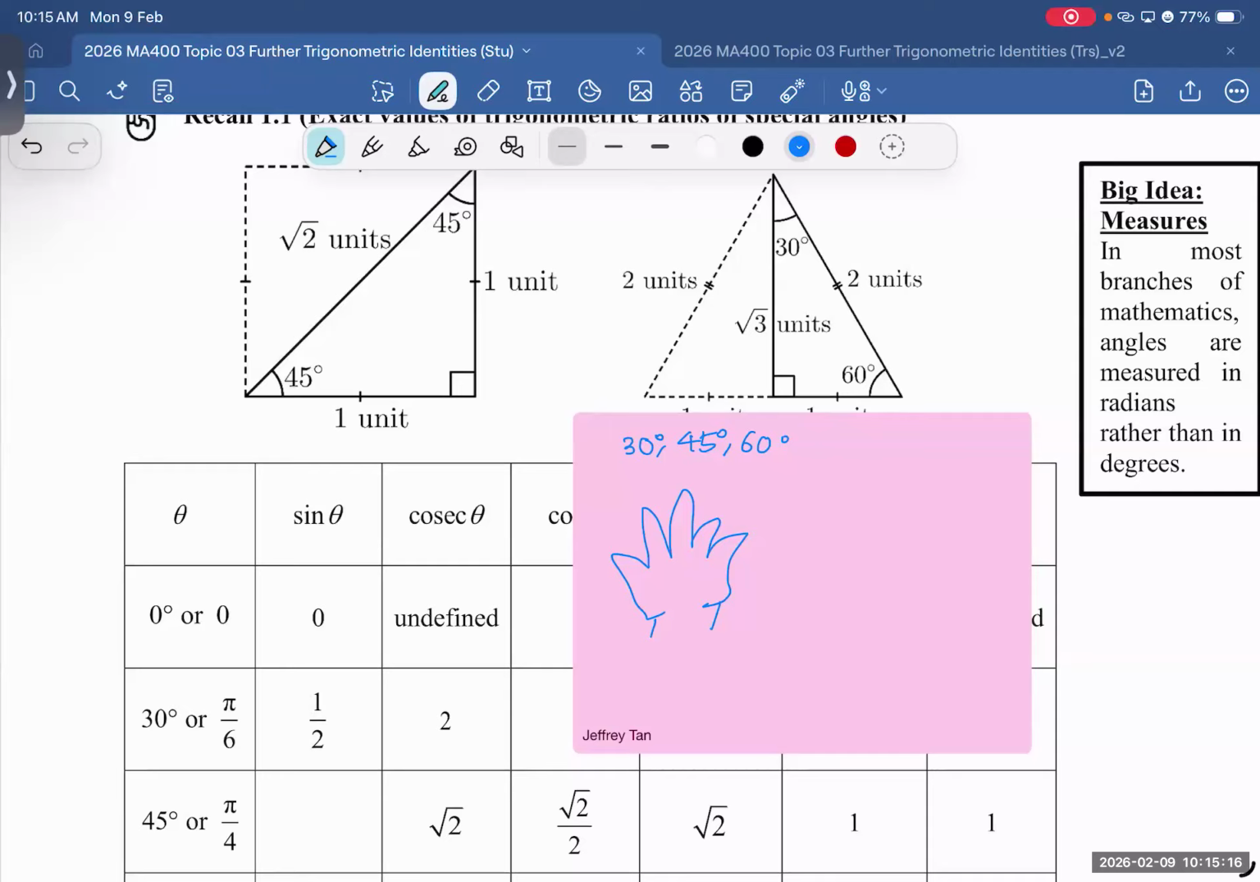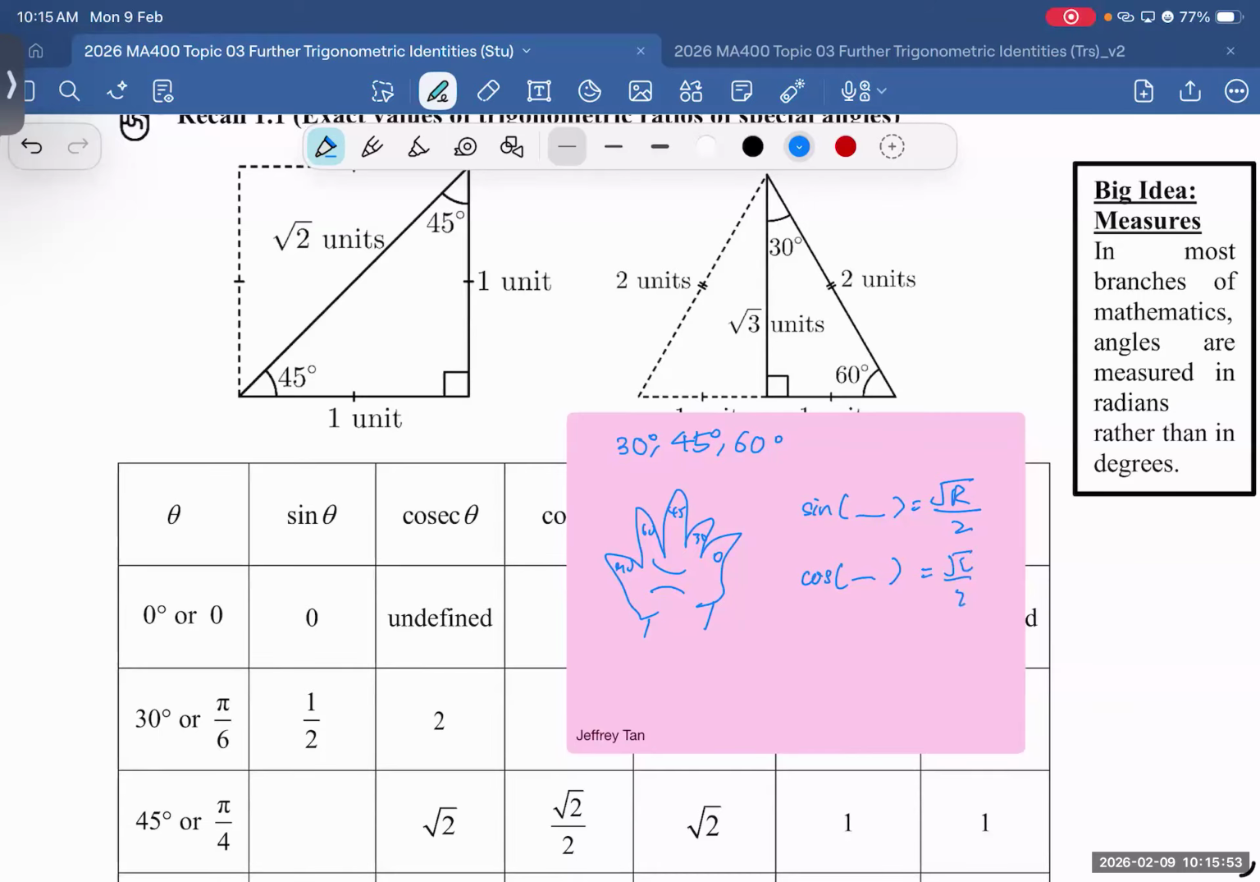So far, okay? So 0 is my left hand: 30, 45, 60, 90. Now, if you want to look at the sine of an angle, it can be square root of the number of fingers on the right over 2. For example, sine 45: number of fingers on the right divided by 2. How many? 2, right? 2 fingers on the right, so square root 2 over 2. Cosine 60 degrees. Which finger? This finger, right? It's the square root of the number of fingers on the left over 2. So how many fingers on the left? Cosine 60, I bring down. How many fingers? 1 over 2.